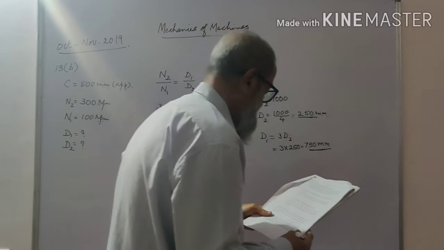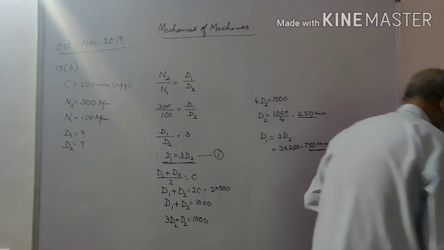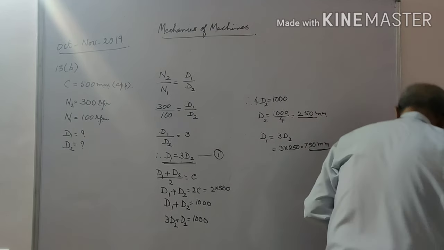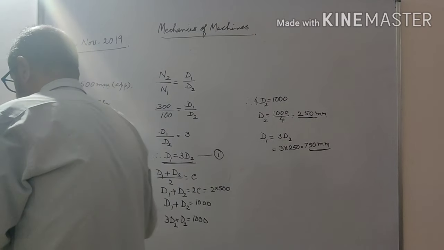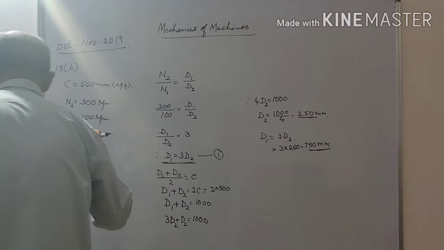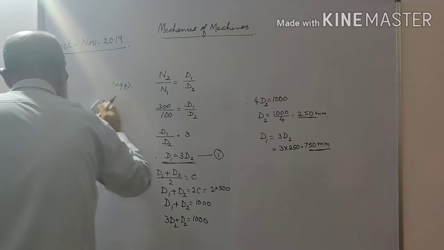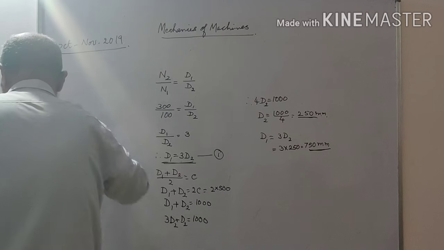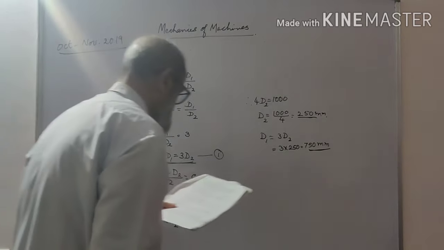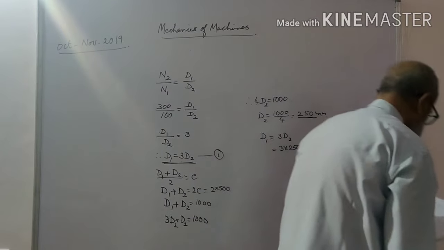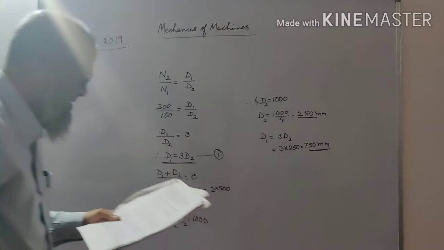Next, 14B. A vertical shaft 150 mm in diameter rotating at 100 rpm rests on a flat end of a footstep bearing. The shaft carries a vertical load of 20 kN. Assuming uniform pressure distribution and coefficient of friction as 0.05, calculate the power lost due to friction. This is what is asked.